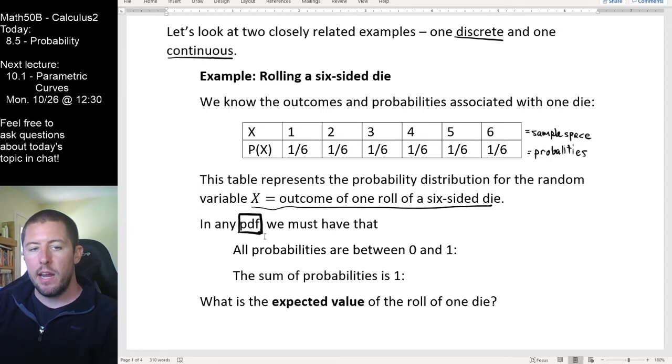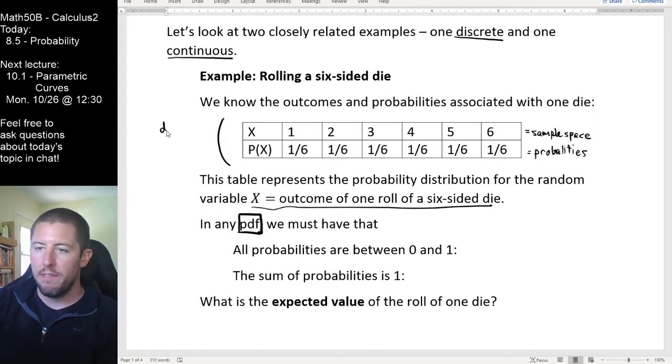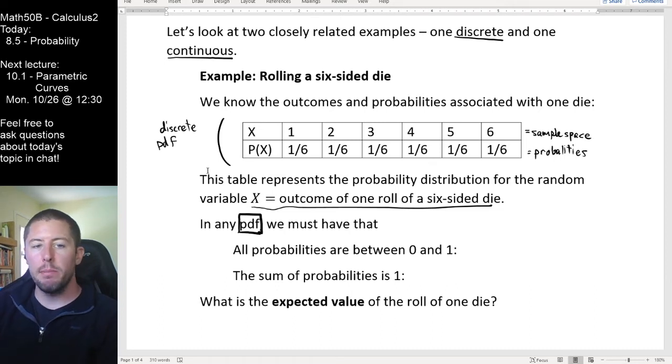In a continuous setting, this will often be given as a function, like an f of x function, but in discrete settings, it's a lot more typical for us to just give a table, right? So this is a discrete PDF as a table. It's a table because we're just making a list. It's a discrete probability distribution function because our outcomes are discretely separated. There's 6 possible outcomes, a finite number. I can measure the distance between them.